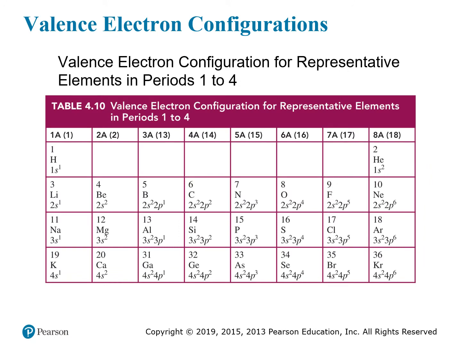This table is sort of a condensed version of the periodic table. It leaves out the D block elements, and it only goes up to row 4 for simplicity, so we're only going to focus on these elements for now when we consider the valence electrons.